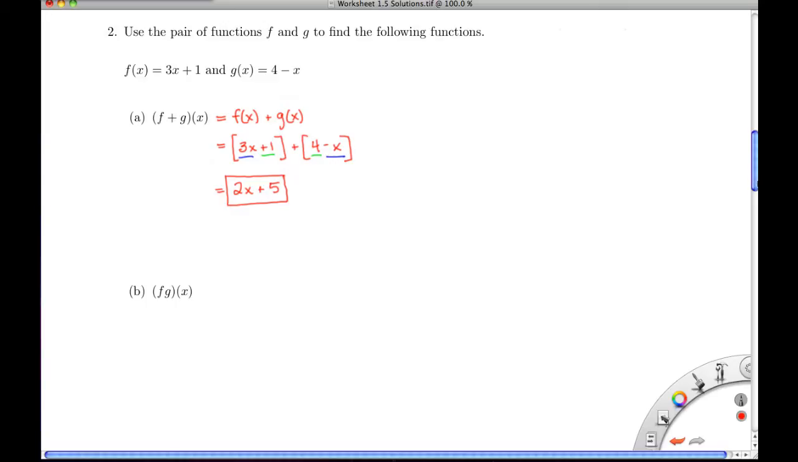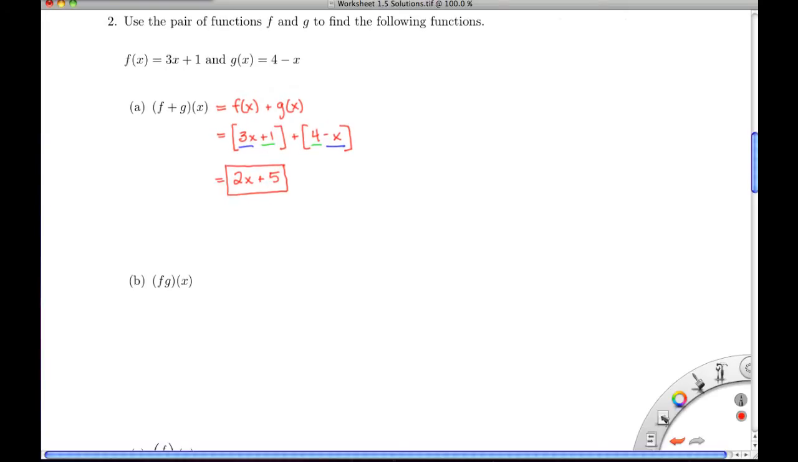For part B, we're asked to multiply these together, so we can just go ahead and say, well, what we're looking at is finding f of x times g of x. And then we can just go ahead and write those in there. So f of x we know is 3x plus 1, and then we're going to multiply that with 4 minus x, which is g.